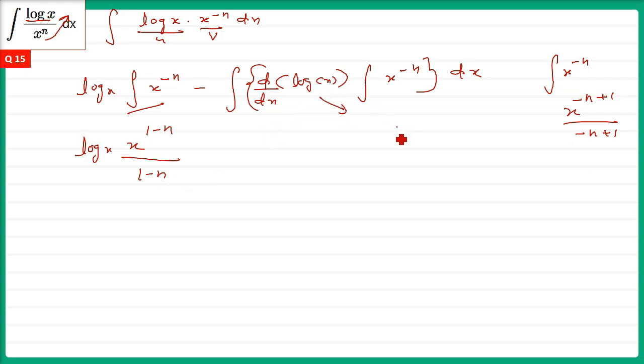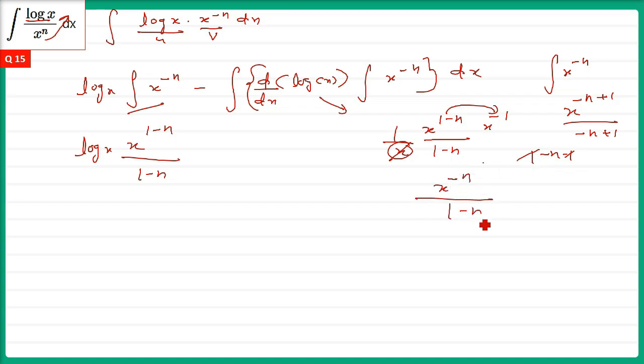How about the second part? The differentiation of log x is 1 by x, and x raised to minus n has already been integrated. So let's write the actual result here. Now x goes up, x raised to minus 1. The powers get added, so 1 minus n minus 1. So the 1 gets cancelled, and it will be x raised to minus n divided by 1 minus n. Now this has to be integrated. So 1 by 1 minus n you can take outside because it's just a constant. But the integration of x raised to minus n has to be done.